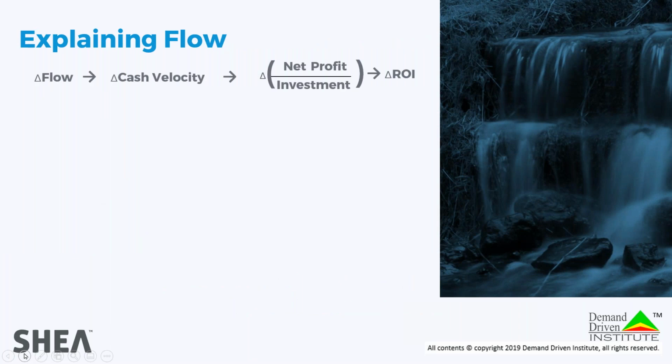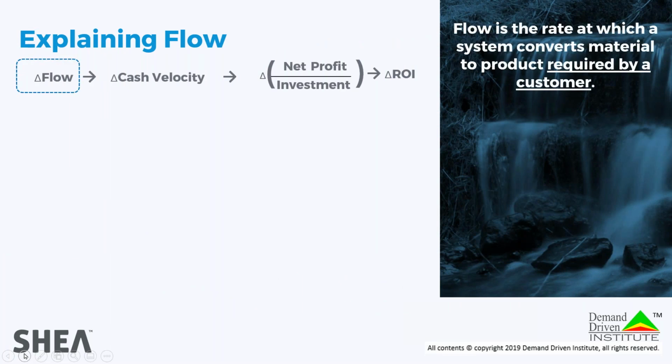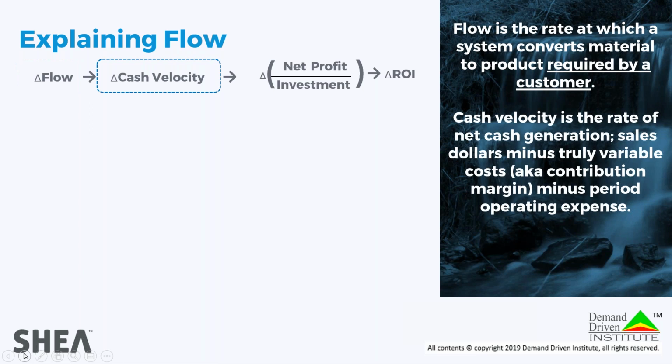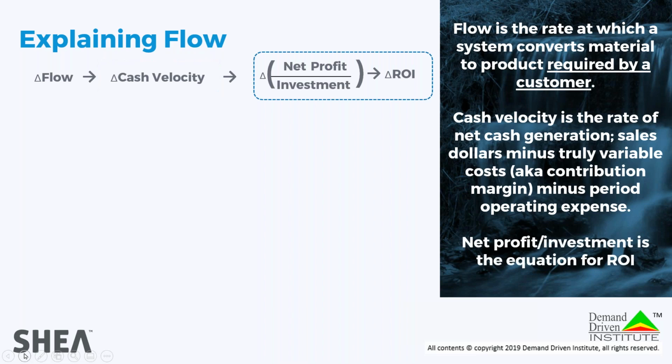So how do we explain flow? Flow is the rate at which a system converts material to product required by a customer. Right? That's an important last part of that phrase there. Producing efficiently product that is not going to be sold is not part of flow. Cash velocity is the rate of net cash generation. And of course, net profit divided by investment is the equation for return on investment. So an improvement in flow improves cash velocity, which improves our return on investment.